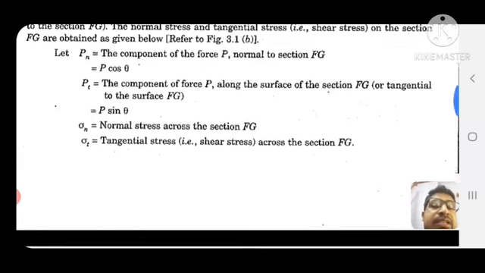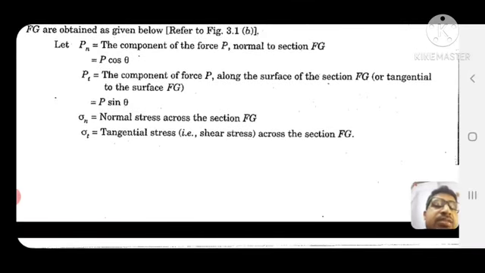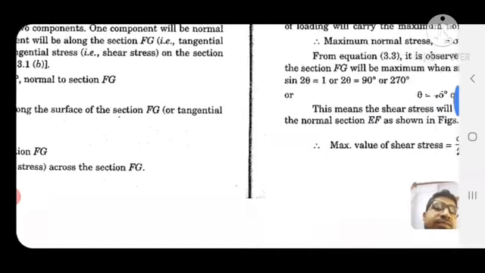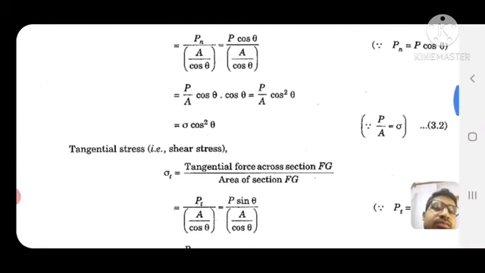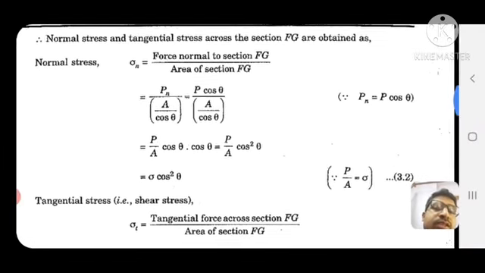Sigma n is the normal stress across the section FG. Sigma t is the tangential stress across the section FG, that is, the shear stress across the section FG. The normal stress and tangential stress across the section FG are obtained as follows.